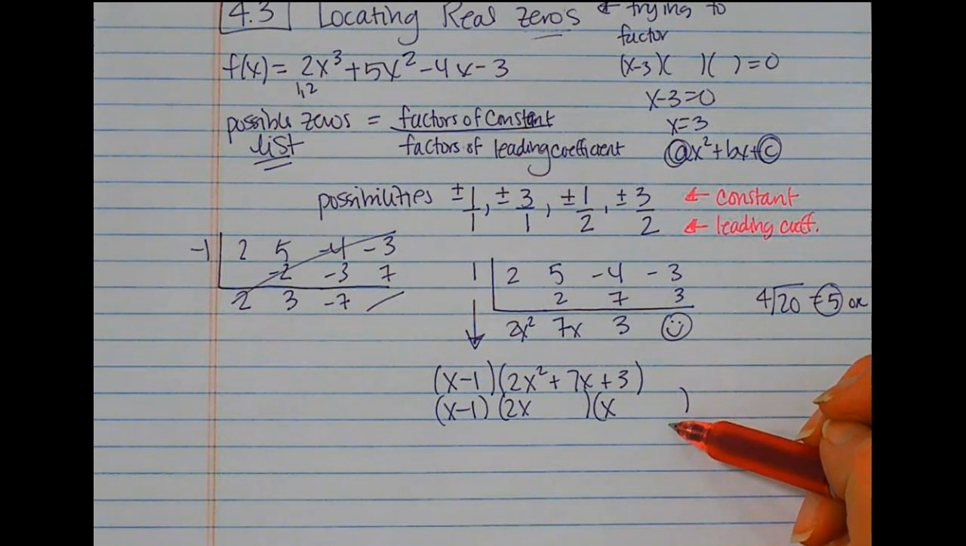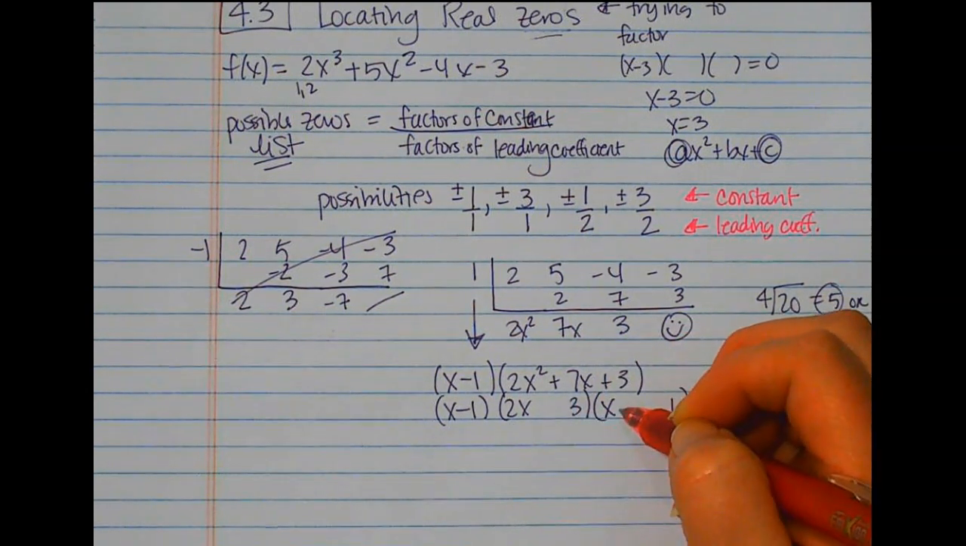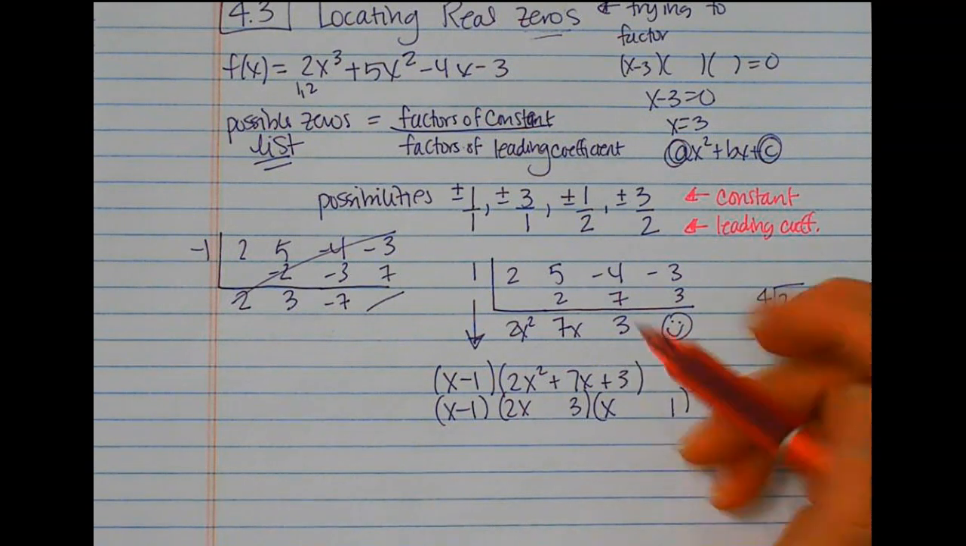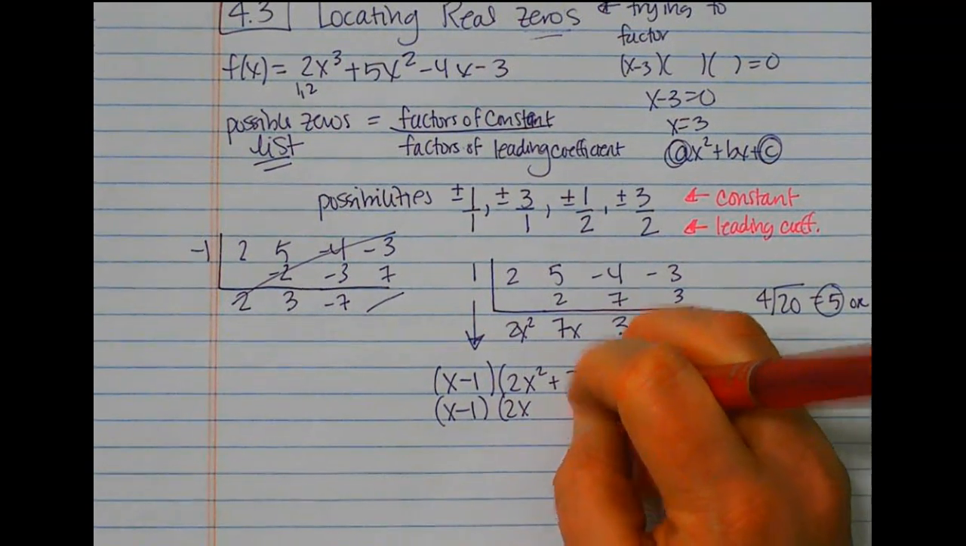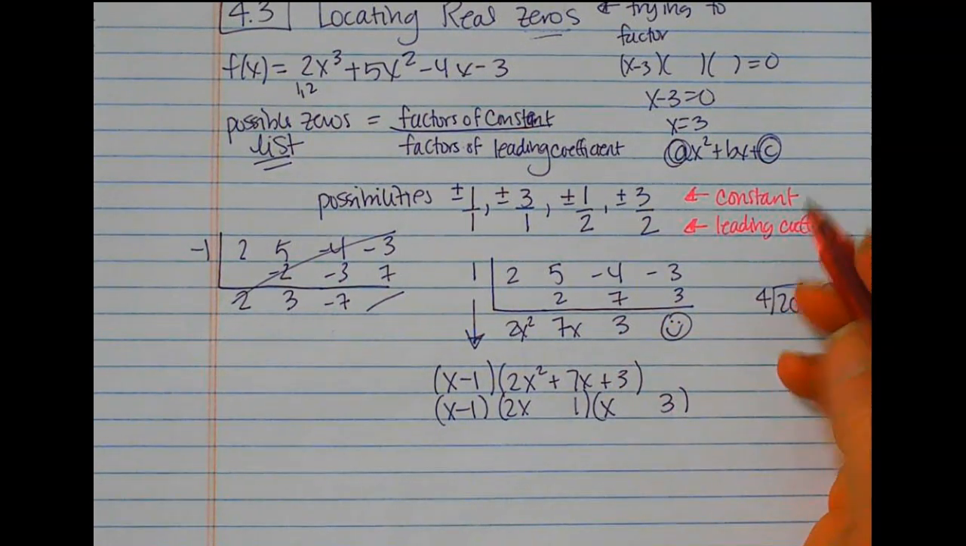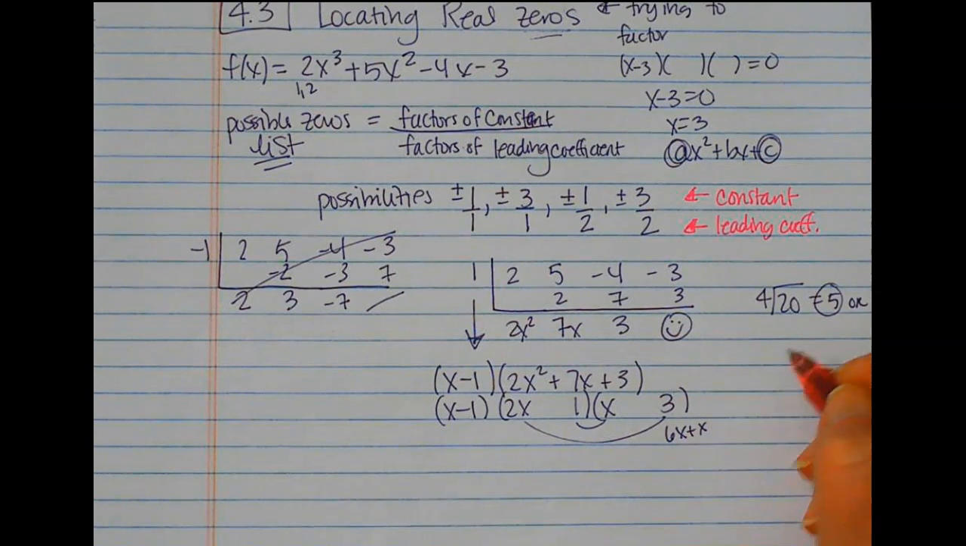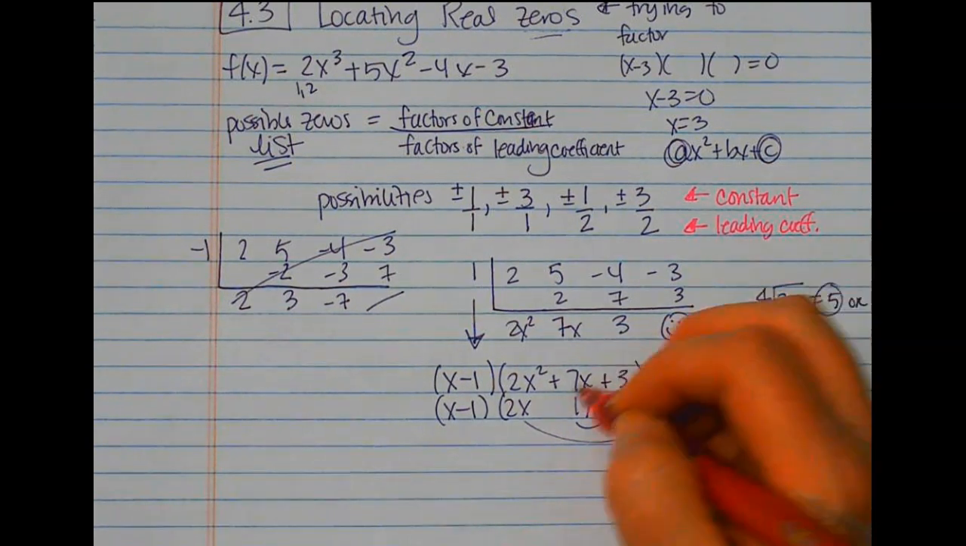So which way do you want me to try it? Okay, so if I try 3 and 1, that gives me 2 plus 3. Is that 7? Okay, so let's try it the other way. 1 and 3, that would give us 6x plus 1x. 6x plus x is 7x. So look, now it's factored.